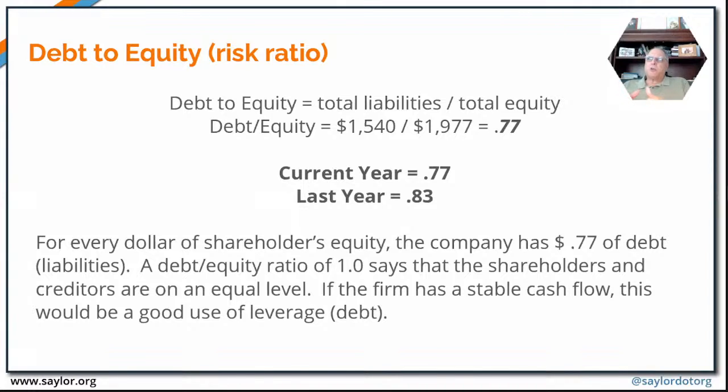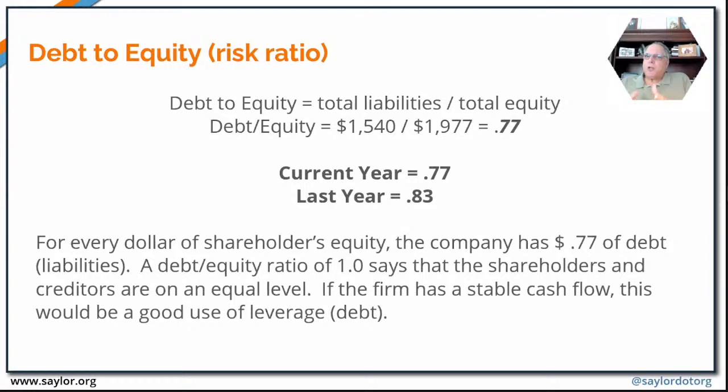So here we're going to look at total liabilities divided by total equity. In this case, note that our total liabilities is 1.5 million. Our total equity was 1.9 million. So the debt is less than equity. And we have a debt to equity ratio of 0.77. And last year it was 0.83. Now I'm going to make this a tad more complex. Let's think about what this means. At 0.77, for every dollar of shareholders' equity, we have about 77 cents in debt.